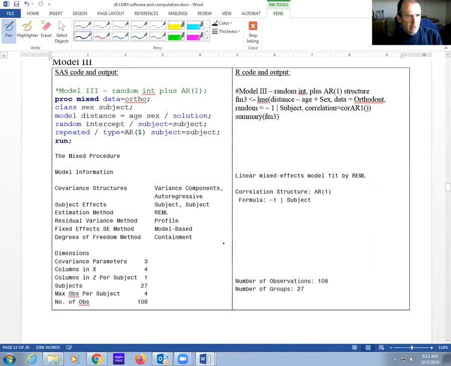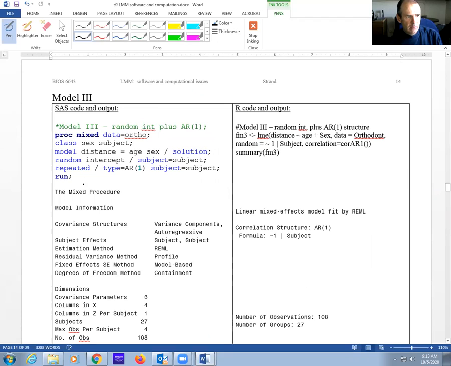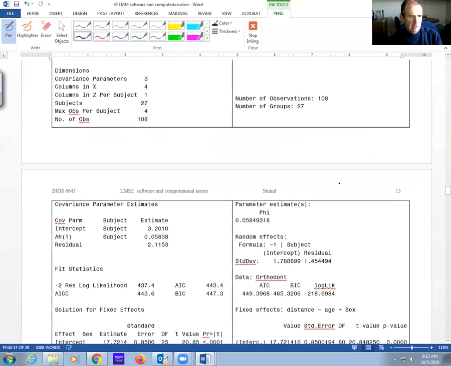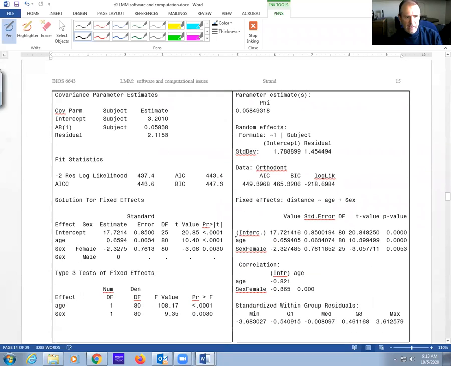Okay. Then the last approach is if you have both. If you have a random and a repeated statement. In this case, again, you use the LME function within the NLME package. And this is how you'd specify it: we have a random effect, and then we also have the error covariance structure that we need to specify. And again, you can see that we get the same results, maybe presented slightly differently.